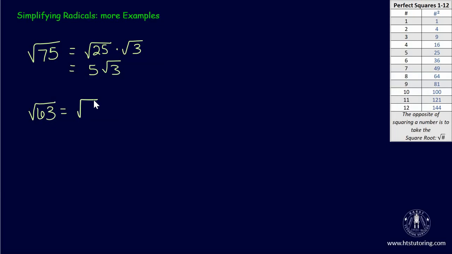So we can break this up into the square root of 9 times the square root of 7. Square root of 9, 3. Square root of 7 we can't do anything with, so our final answer is 3 square root 7.